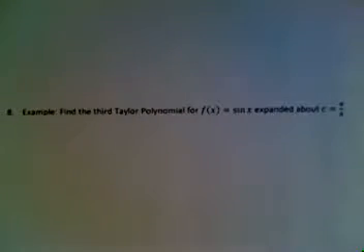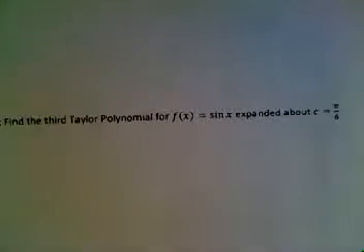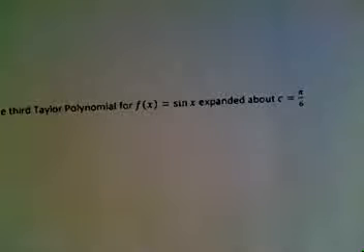Okay, lesson 25. This is the last problem in section 9.7, Taylor polynomials. Problem number 8 asks us to find the third Taylor polynomial for sine of x, expanded about c equals pi over 6. Regretfully, this is not nice for us, but it will work.